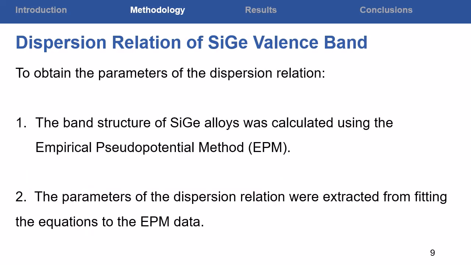To obtain the parameters of the dispersion relations shown in the previous slide, firstly, we calculated the band structure of silicon germanium alloys using the empirical pseudopotential method. Then, the parameters of the dispersion relations were extracted by fitting the equations of the dispersion relations to the EPM data.